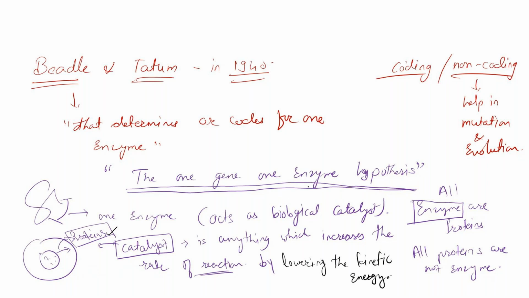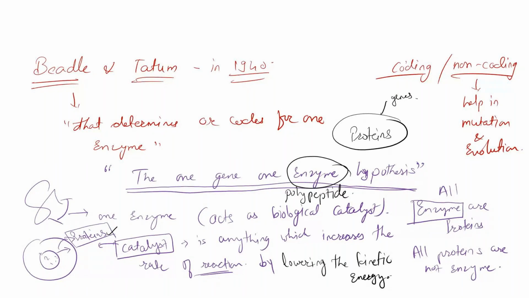So from here the one gene one enzyme hypothesis came, but later on we got to know that not all the proteins formed from the genes act as enzymes. Most of them act as enzymes, but many of them do not. So they modified this hypothesis from one gene one enzyme to one gene one polypeptide. Instead of the word enzyme, what word have they taken? Polypeptide.